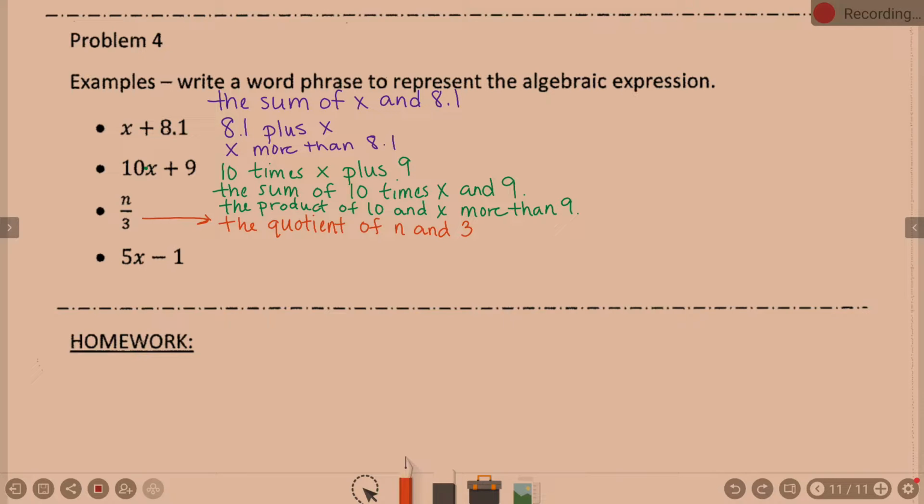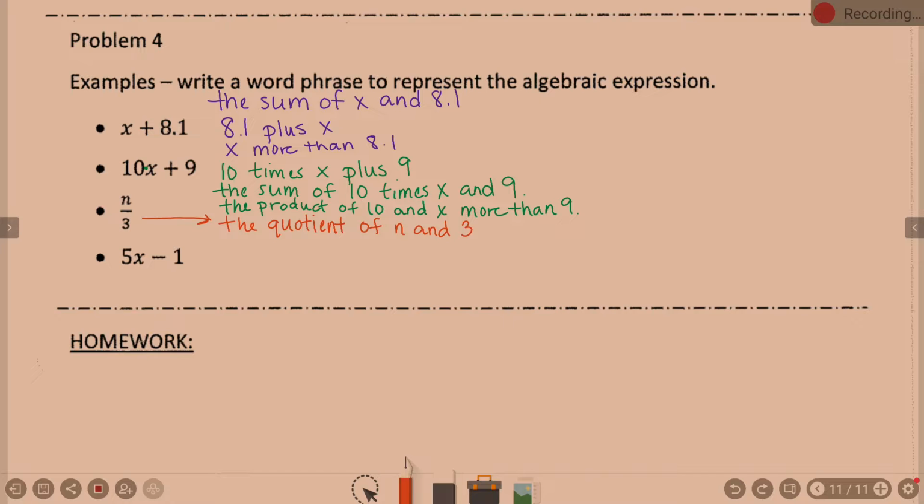Kaylin, you got a thought for this one? No. And think about what that bar means. Lily, you got a thought? The quotient of 3 and a number n. We can't reverse it, though. If you want to say the quotient of a number n and 3, you can do that. Okay.